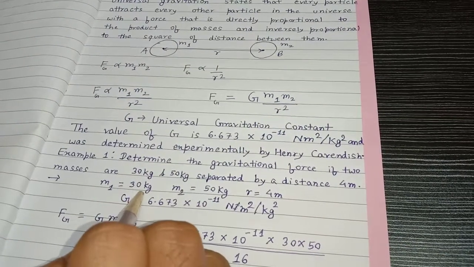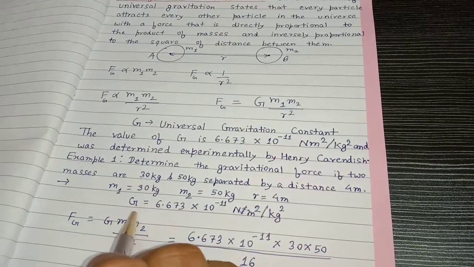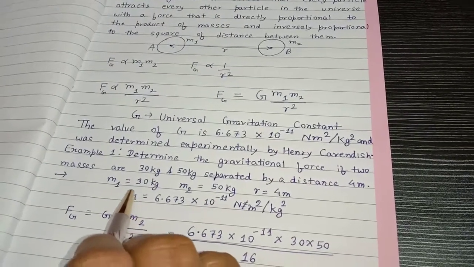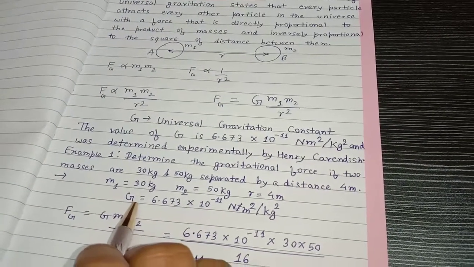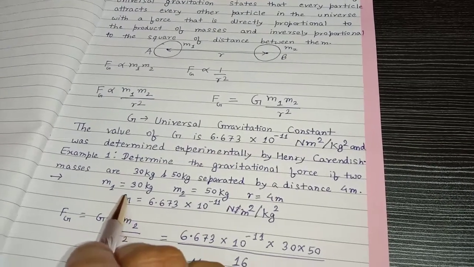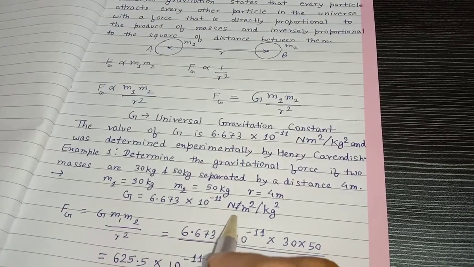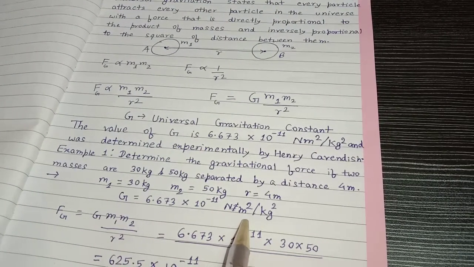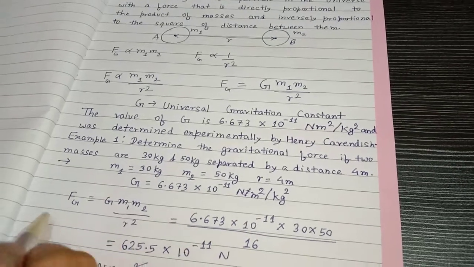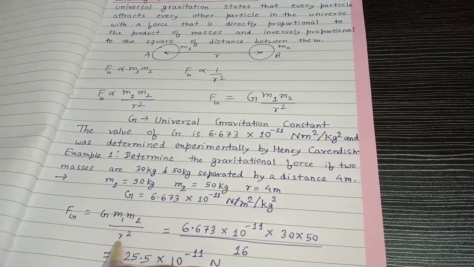Now m1 is equal to 30 kg, m2 is equal to 50 kg, and r is equal to 4 meter. The value of the universal gravitation constant G is generally given in every question, but even if it is not given, you should remember this value. The capital G is equal to 6.673 into 10 to the power minus 11 Newton meter square per kg square. Now the force of gravitation formula is G m1 m2 by r square.